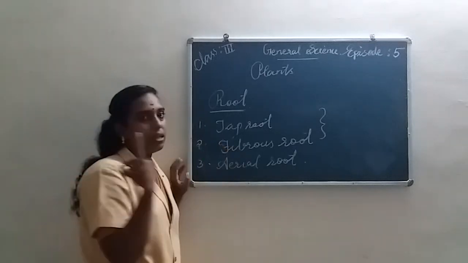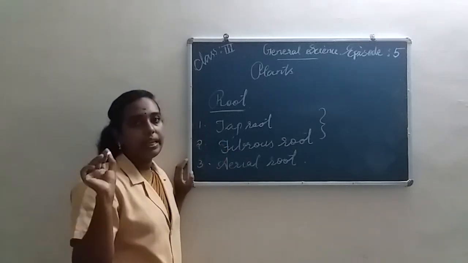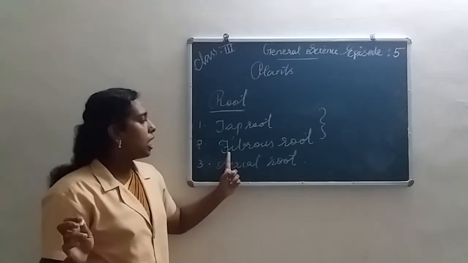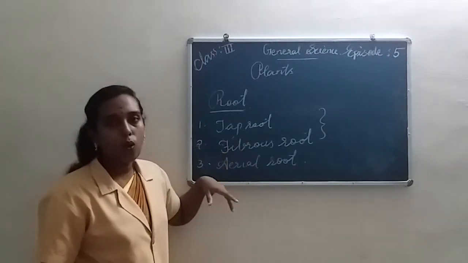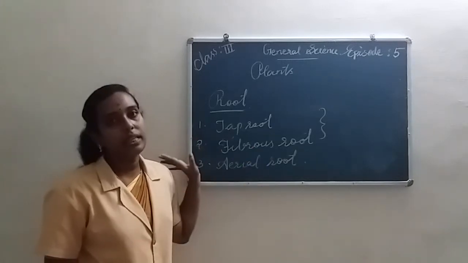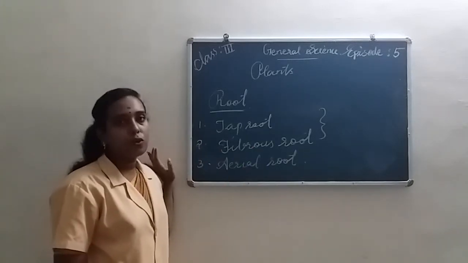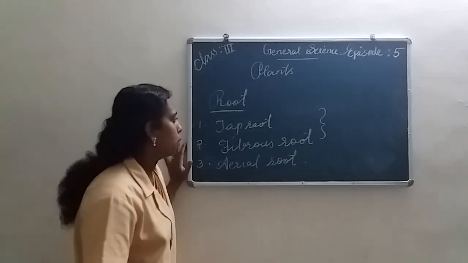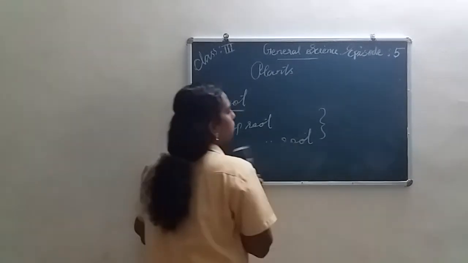Taproot: T-A-P, tap, R-O-O-T, root, taproot. And the second one is fibrous root: F-I-B-R-O-U-S, fibrous, R-O-O-T, root. Then aerial root: A-E-R-I-A-L, aerial root. First we study about taproot.